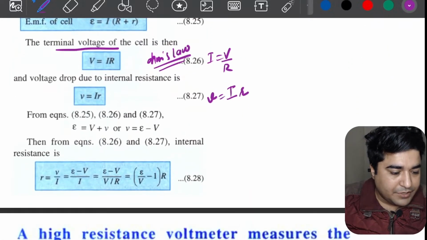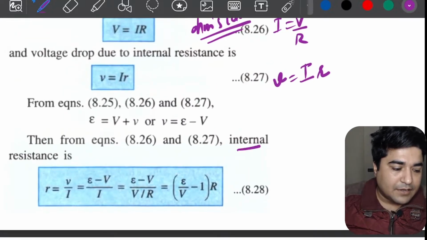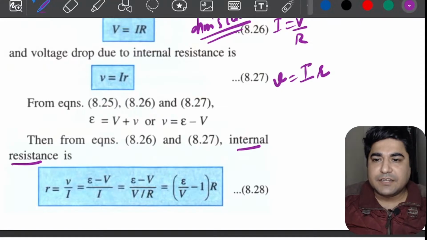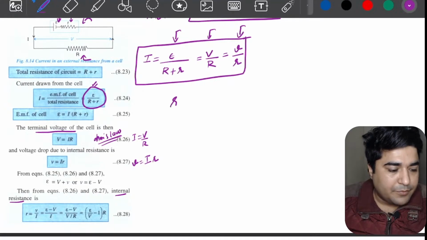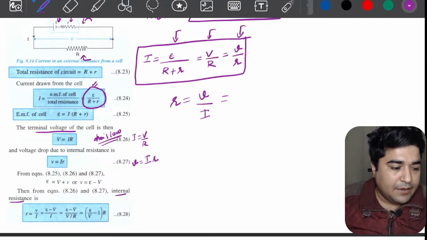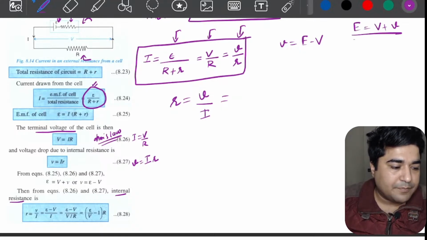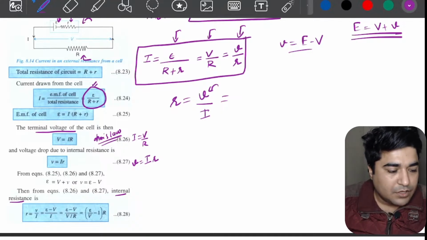And because we know there are different parameters, we can also calculate the value of internal resistance from this part. Let us understand this in detail. So r would become small v over I. And we know that small v was equal to E minus V, because E was equal to V plus small v. So I am replacing the value of small v, that is the voltage drop, and it would become E minus V over I.